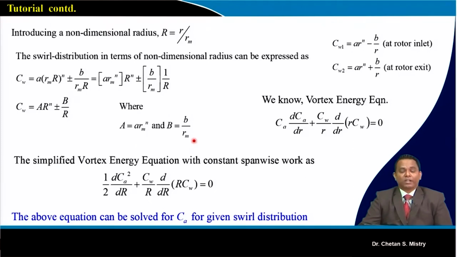Now from our vortex energy equation, this is what we have written. Since we have modified our equation in terms of capital R, in place of writing small r, I can put my capital R, and simplifying this equation gives the formulation for the variation of axial velocity and the variation of my whirl velocity component with the radius. So this is the equation which we will be using for calculation of variation of axial velocity for both the methods.